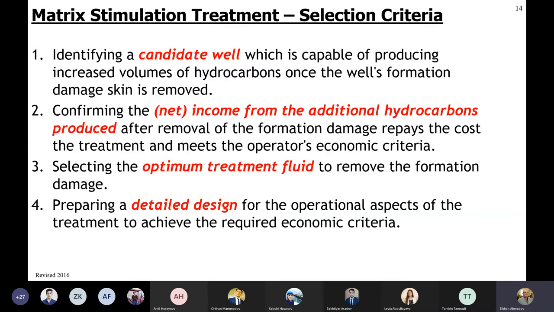Okay, another important point is confirming the net income from the additional hydrocarbons, and selecting the treatment fluid, because this treatment fluid should be selected with analysis of how this fluid will interact with the formation, the minerals of the formation, cementation material, and formation fluids, so there are no additional precipitations, or in other words, additional formation damage. We have to take into account how these fluids will behave after the reaction, after the operations, which is the behavior of spent fluids.